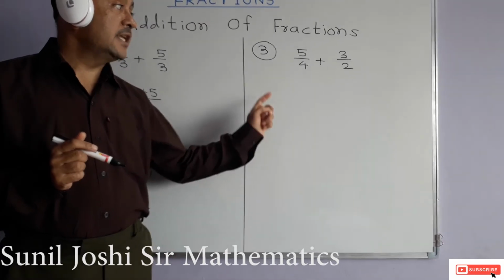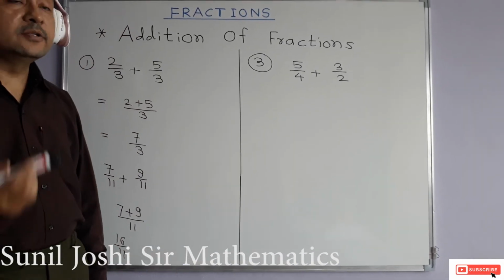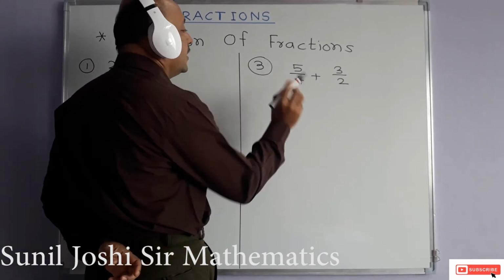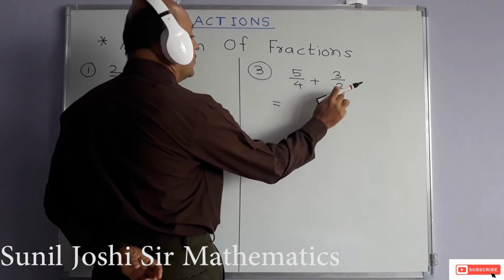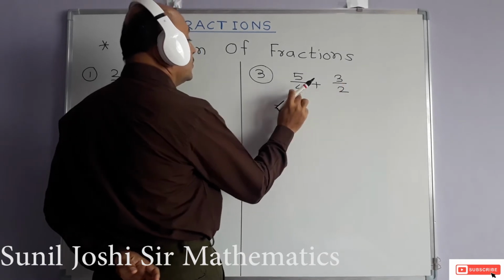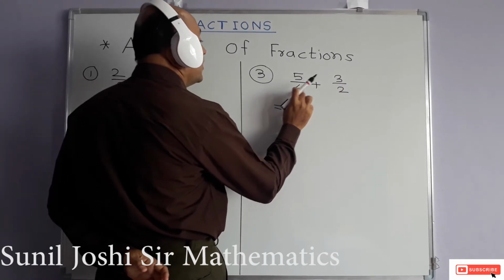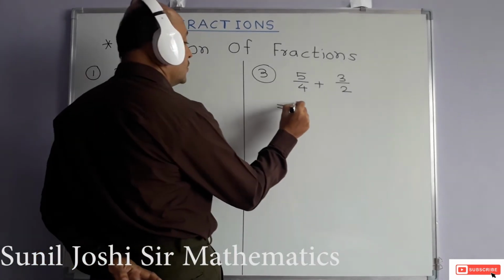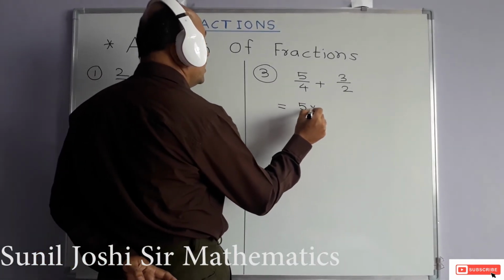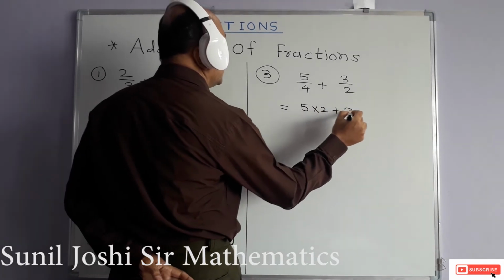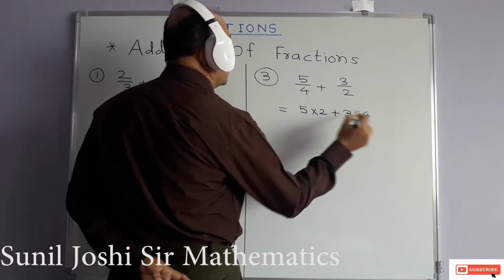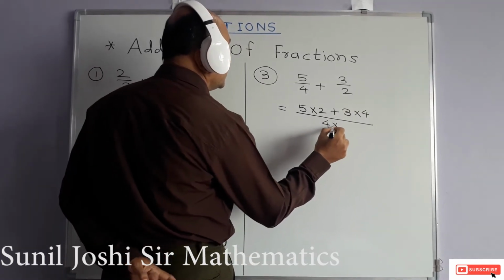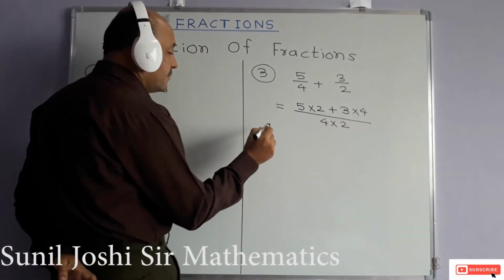Yes, students. So the same example we can solve by other method, that is called as cross multiplication method. So very interestingly, numerator into denominator plus numerator into denominator divided by denominator into denominator. That is called as cross multiplication method. So look here, 5 multiplied by 2 plus 3 multiplied by 4 divided by 4 multiplied by 2. This method is called as cross multiplication method.